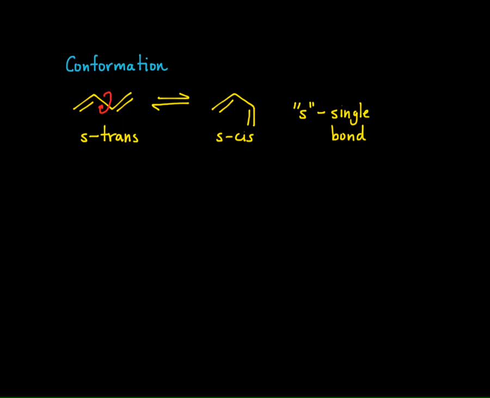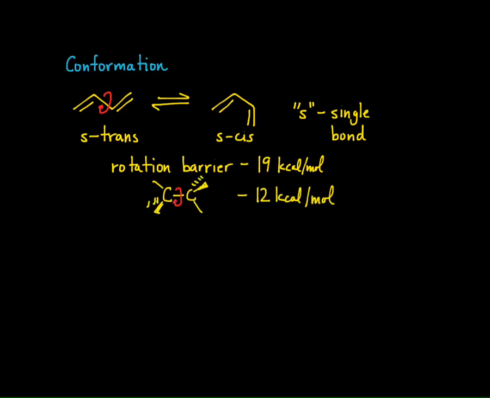And we can look at the barrier of rotation about that bond and see if there really is a barrier. And so when we do that, we see that the rotation barrier is 19 kilocalories per mole. Now, what does that mean? So we have to put that into some type of context, right? And so we can look at, well, what's the rotation barrier about a carbon-carbon single bond? And when we do that, the rotation barrier about a carbon-carbon single bond is 12 kilocalories per mole.